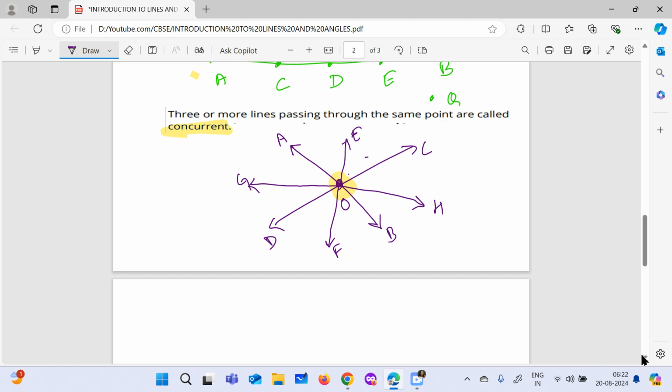So these were a few basic terms which you must be aware of before starting the real geometry, that is parallel lines, triangles, or circles. I hope this is clear to everyone.